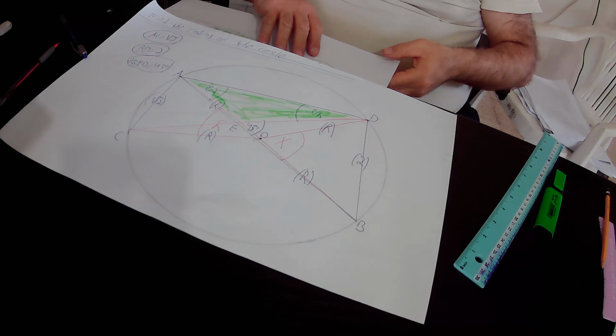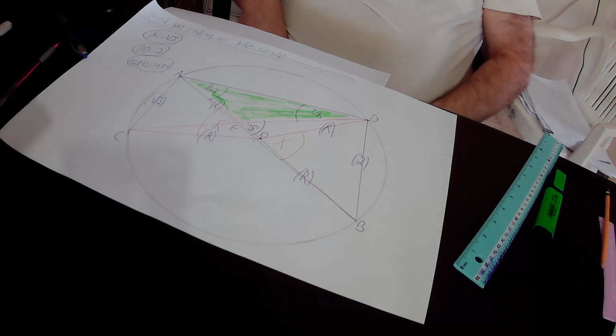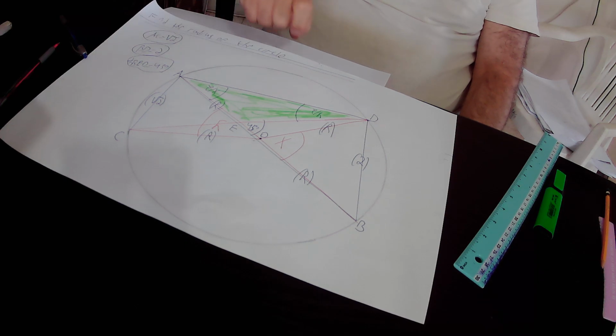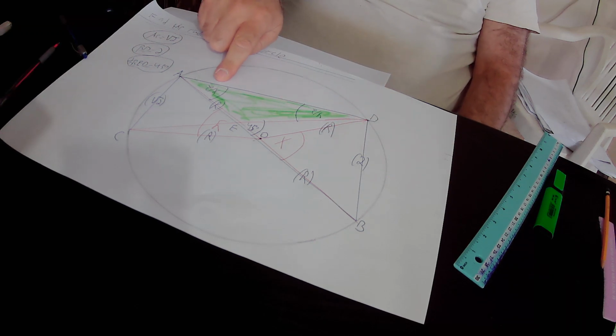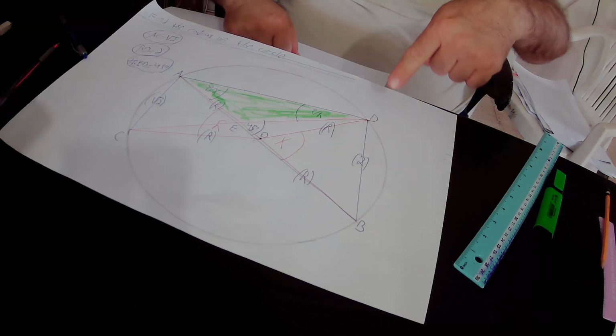So in the first step, we join points A and D together by a straight line. By joining points A and D, we get the peripheral angle DAB. This is peripheral angle DAB. We define the size of this peripheral angle DAB as x over 2. This peripheral angle DAB is subtended on chord DB.